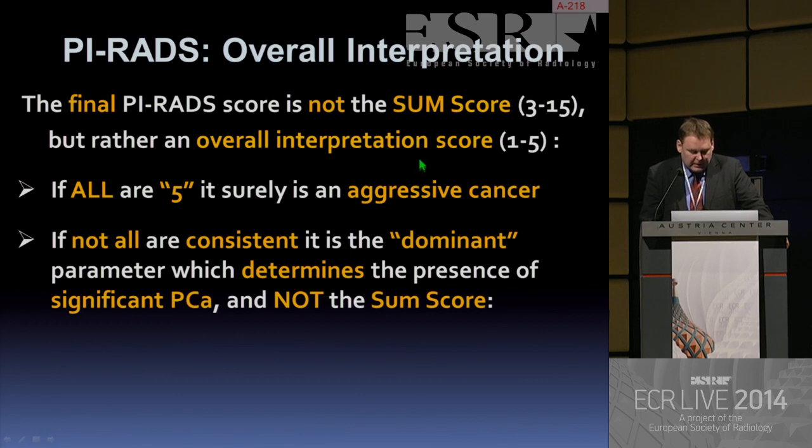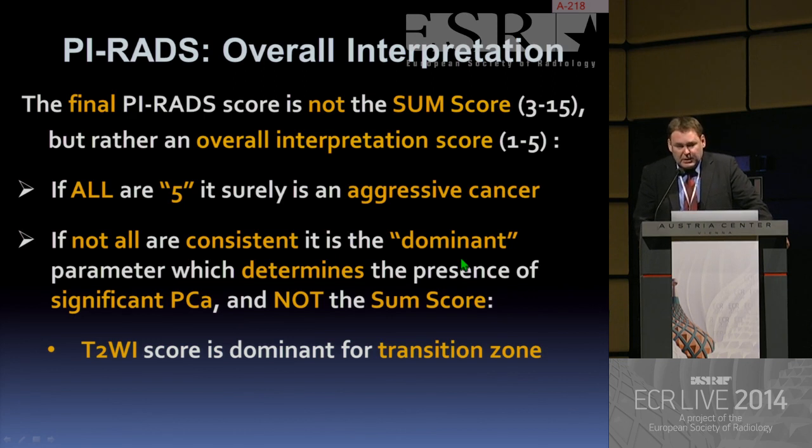What does it mean? If you are saying PI-RADS 5 for T2, PI-RADS 5 for DWI, and for DCE, it's surely an aggressive cancer. So the final PI-RADS is 5. If not all are consistent, we are using the principle of the so-called dominant sequence. It means that if you have a lesion in the transitional zone, the T2 sequence is the dominant sequence. So in case of inconsistency, you are using the rule of dominant sequence.